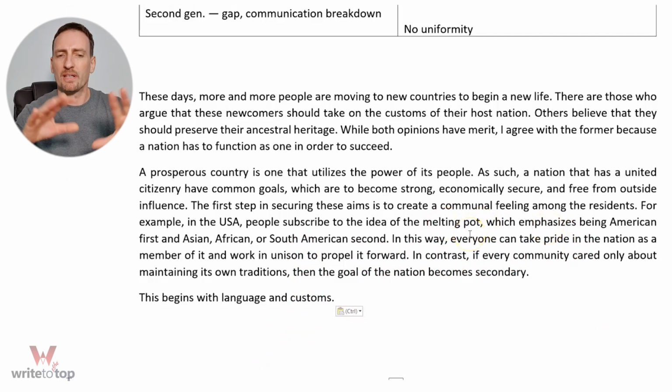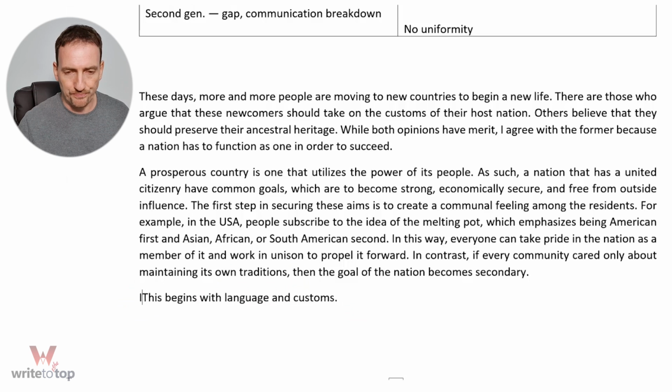I'm talking about the power of the people. I'm talking about the unity. Let's put language and customs in the second paragraph. If everybody cared, so here we're talking about separation. I have a good contrast.